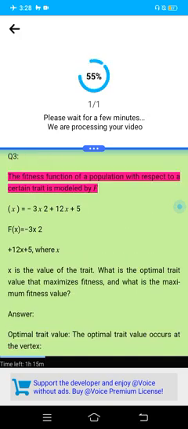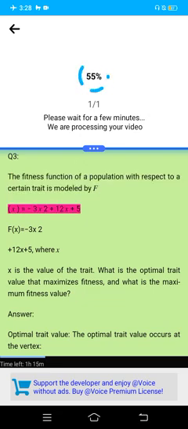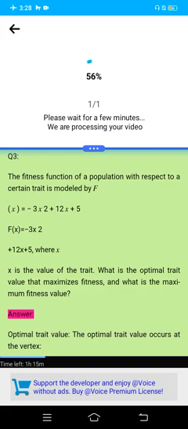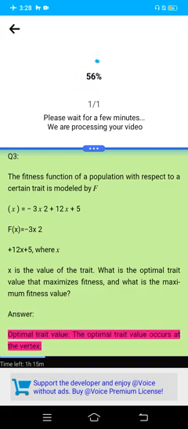Q3. The fitness function of a population with respect to a certain trait is modeled by F(x) = -3x² + 12x + 5, where x is the value of the trait. What is the optimal trait value that maximizes fitness, and what is the maximum fitness value? Answer. Optimal trait value. The optimal trait value occurs at the vertex.